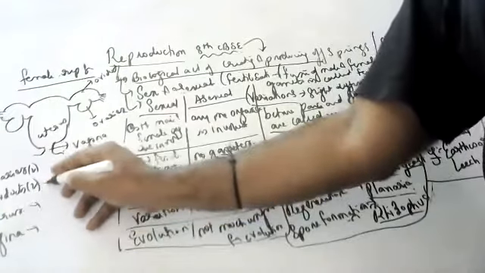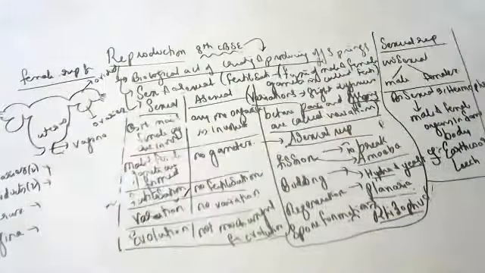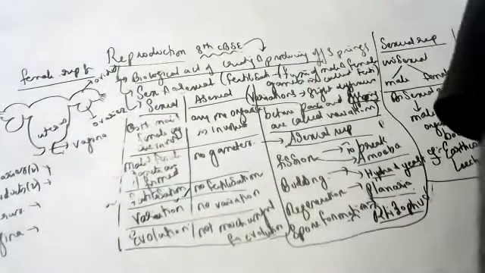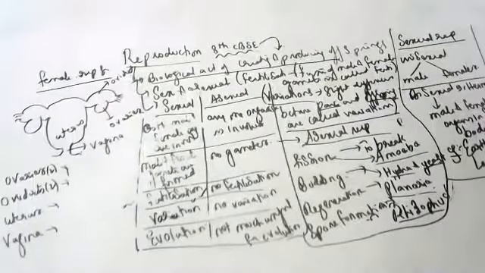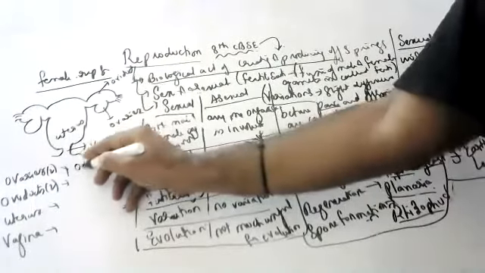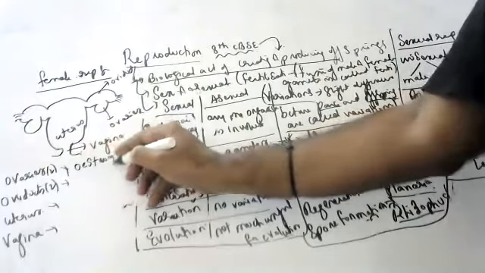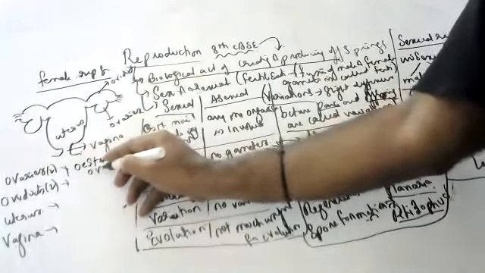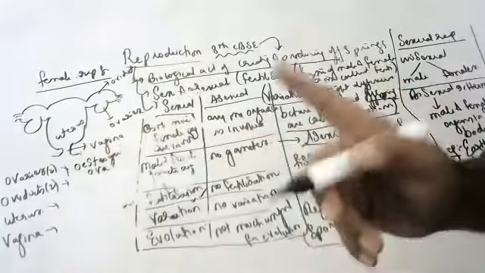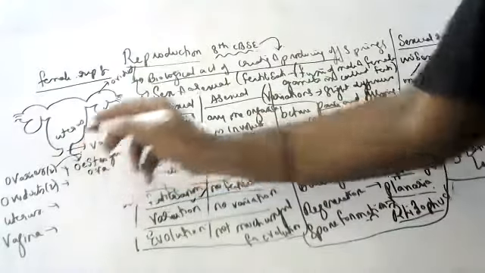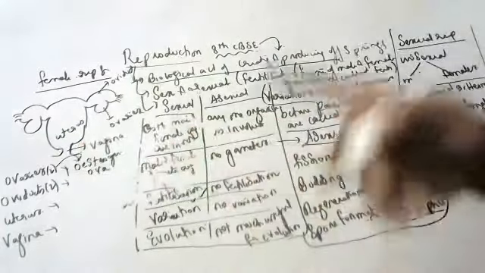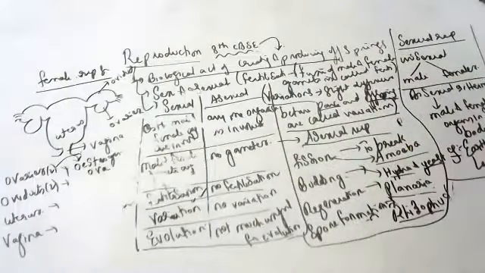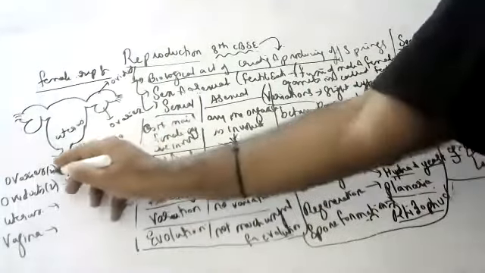What are their functions? What is the function of ovaries, children? Anyone? You studied in endocrine glands. Ovaries produce estrogen hormone, and they also produce ova. In endocrine system, we studied ovaries are glands which produce estrogen hormone. Estrogen helps in development of female secondary sexual characters. And ovaries also produce ova.